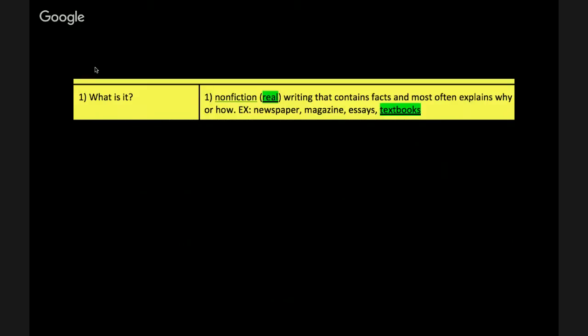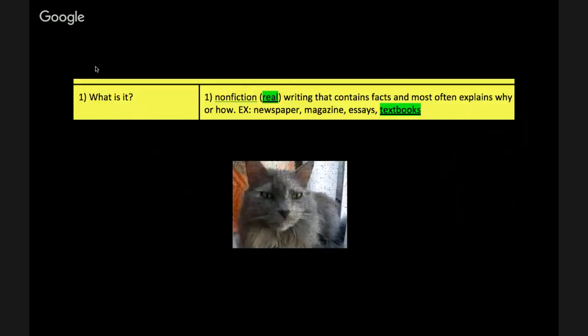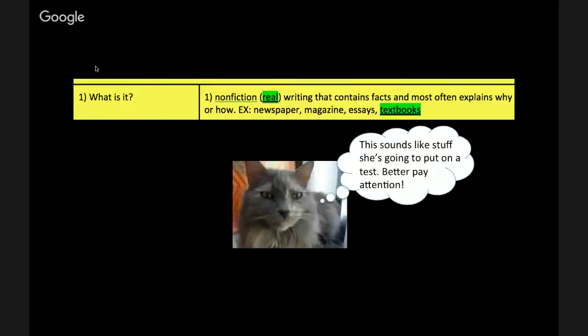First of all, what is informational text? Informational text is nonfiction. That's real writing that contains facts and most often explains why or how. For example, newspaper, magazine, essays, and textbooks. These are all nonfiction or informational texts.